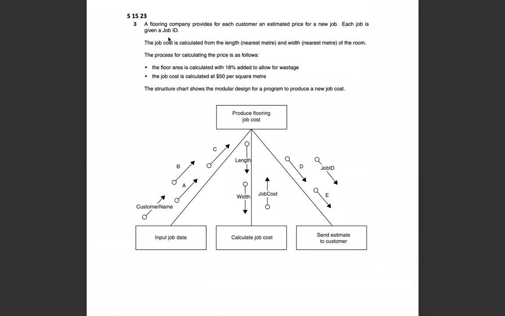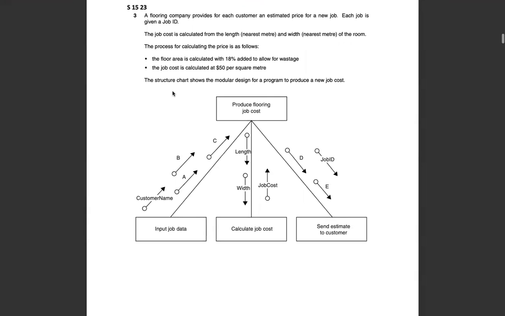A flooring company provides for each customer an estimated price for a new job. Each job is given a job ID. Job cost is calculated from the length, which is to the nearest meter, and width to the nearest meter of the room. The process of calculating price is as follows. Floor area is calculated with 18% for wastage. Job cost is calculated at $50 per square meter. The structure chart shows a modular design for a program to produce a new job.